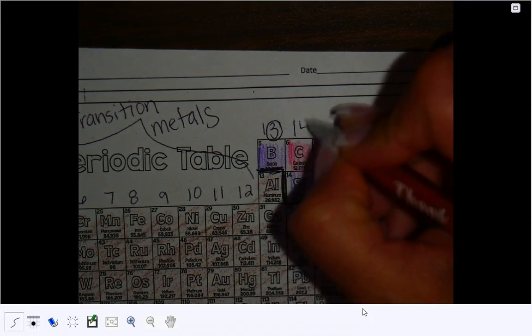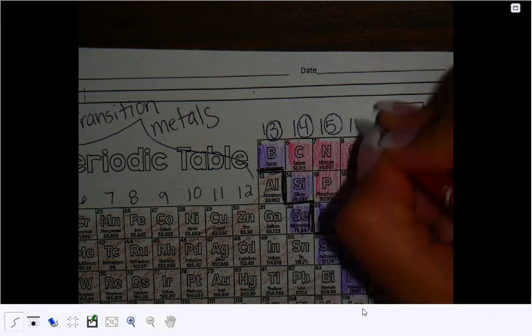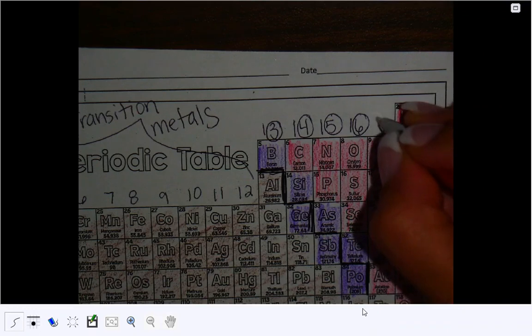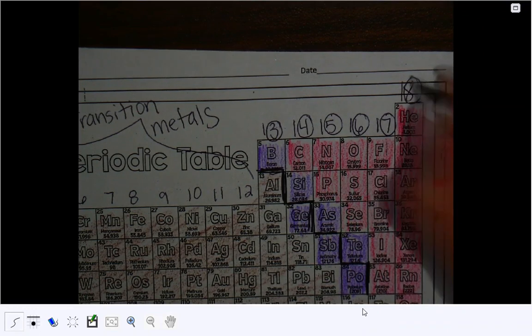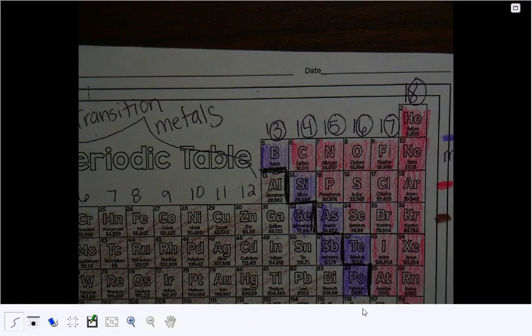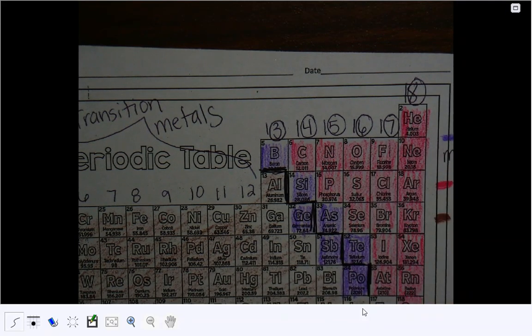And this one we're going to do 14, circle the 4, 15, circle the 5, 16, circle the 6, 17, circle that 7, and 18, circle the 8. Okay, so this tells you the group numbers. So there are 18 families on this periodic table. But remember that when you get over here, it's not 17 valence electrons, it's only 7.